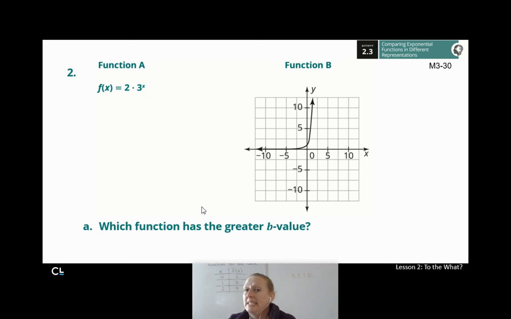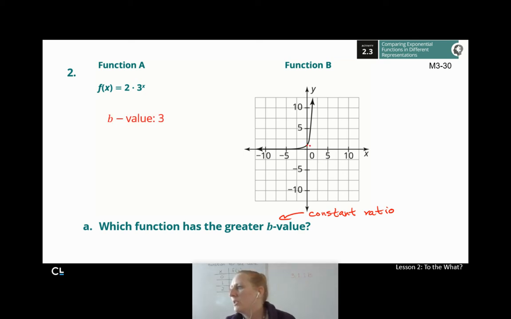All right, let's talk. Which function has the greater b value? Remember that the b value is your constant ratio. Don't forget that. If you've forgotten that, that'll help. So the b value is the constant ratio. Well, this one's pretty easy. My b value is 3, right? There it is. Constant ratio.